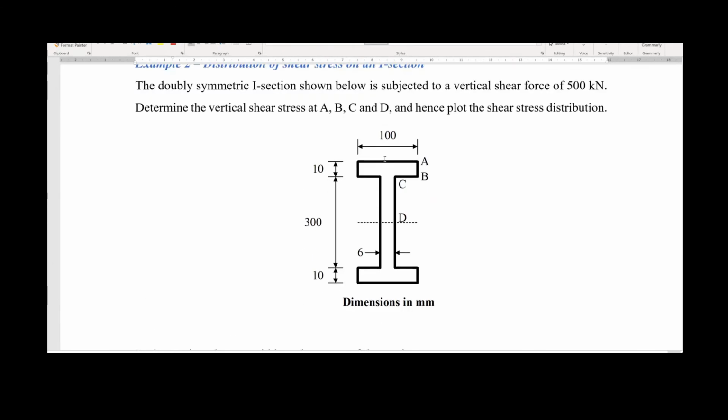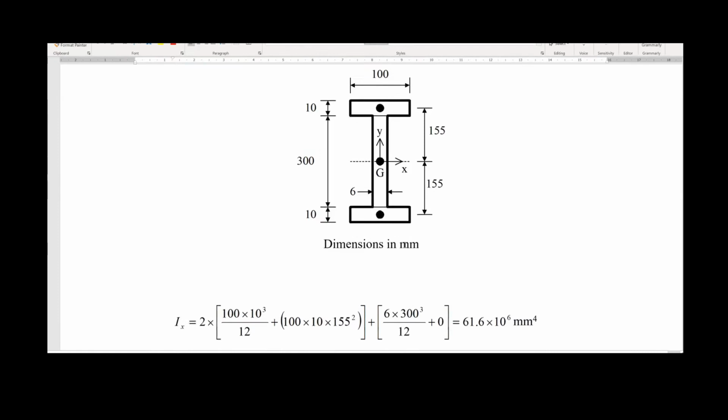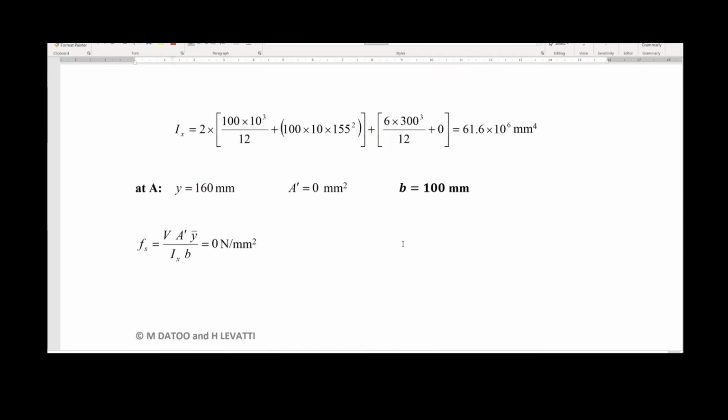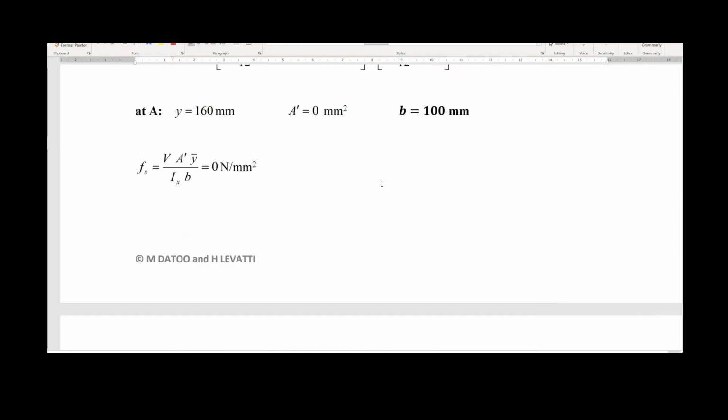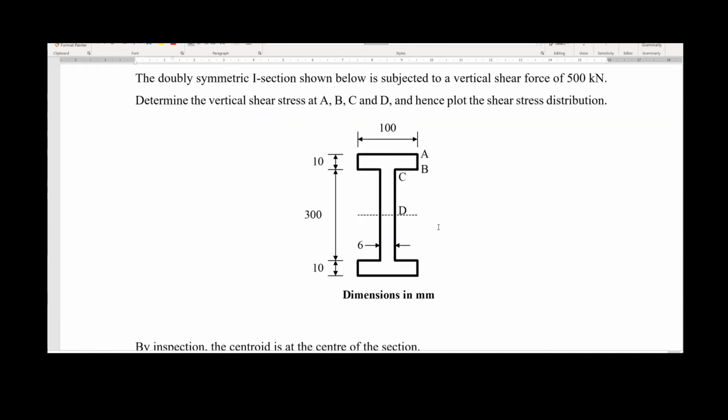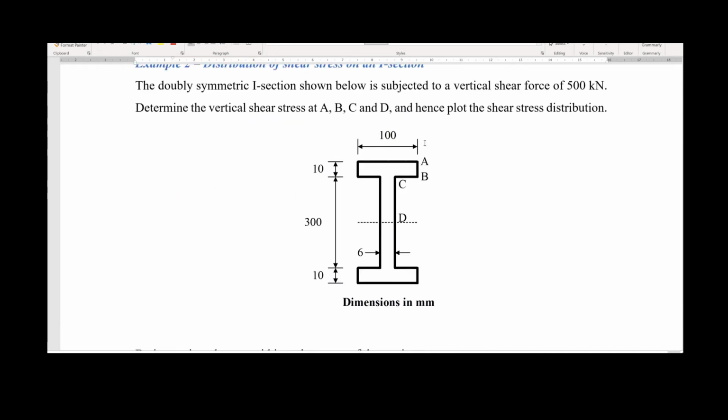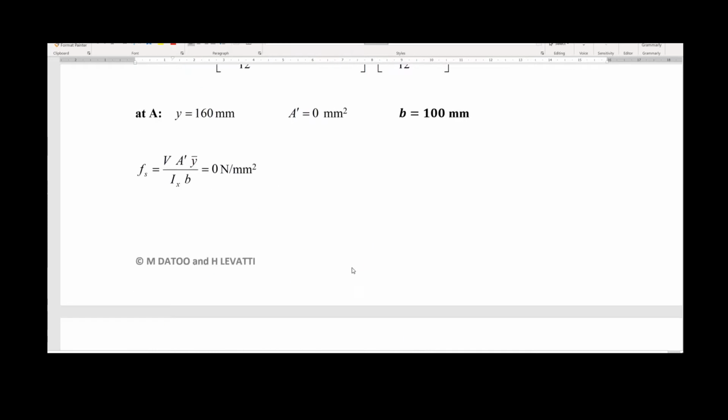So let's focus the attention on the fiber A. It's the first fiber we have on top of the double symmetric I section. And as it happened in the rectangular cross section, the area on top of the fiber will be equal to 0, and this will produce a 0 shear force in your formula. So there is not much analysis to do in this case, because the area on top of the fiber A is equal to 0.